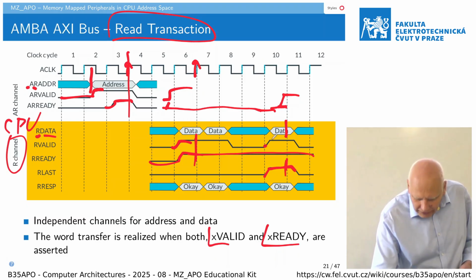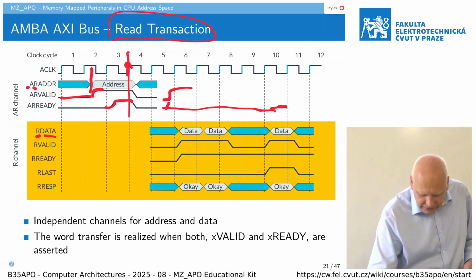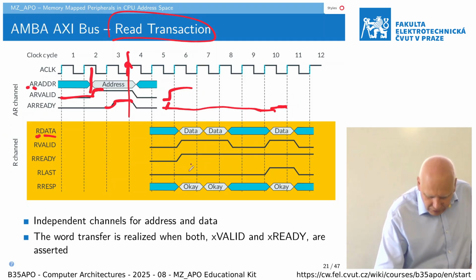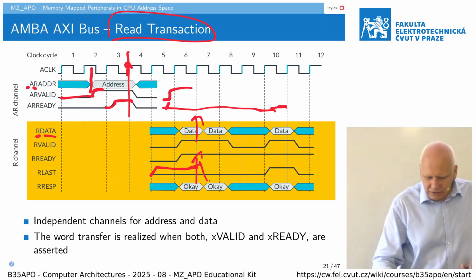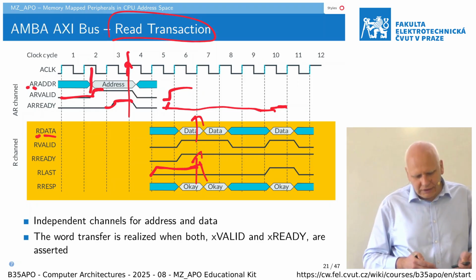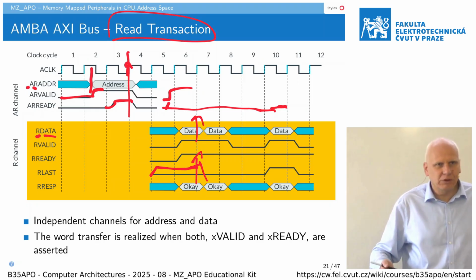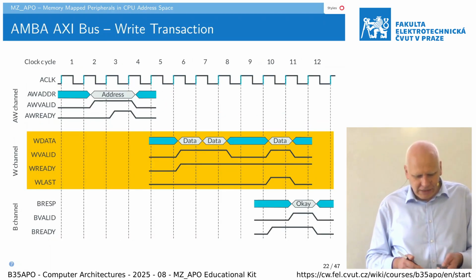And there is also the last signal. So basically, if you want to read only a single word, then you assert last directly here, and you know that this data transfer is the last one, and then the next transaction starts. So it is implemented this way, which allows relatively quick responses, even with bursts, to some DMAs or some fast peripherals and so on.